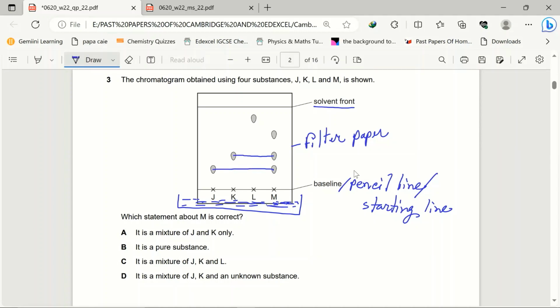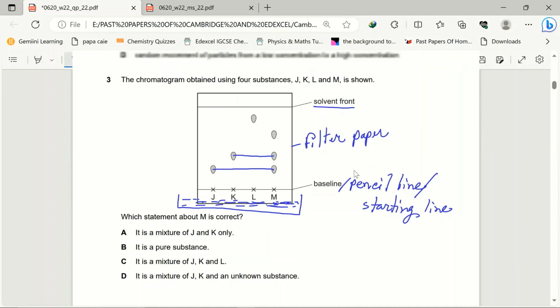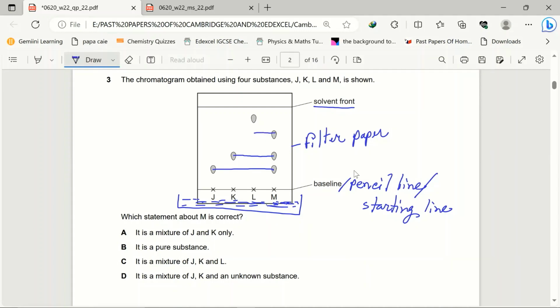So J and K only. It is a mixture of J and K only. Fine. L, we cannot see this is aligned with L. So it is a mixture of J and K only, not true, because we have another spot, other substances. It is a pure substance. M is not a pure substance for sure, because it has 3 different spots. It is a mixture of J, K, and L. So J, K, and L is definitely not correct.